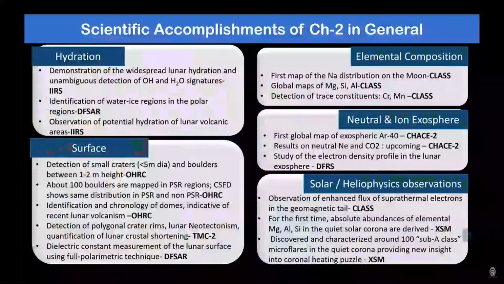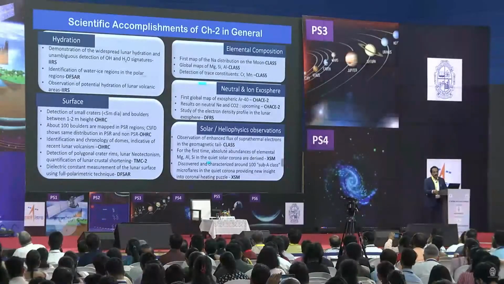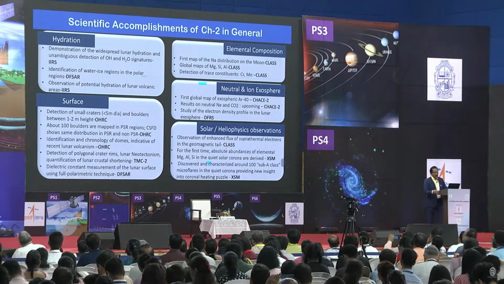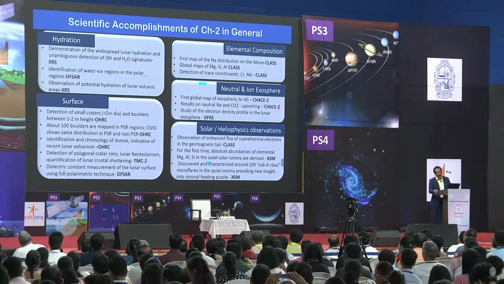Now, if you look at the accomplishment of the Chandrayaan 2 mission in a general way, we can look at it from various headings like this: in terms of the hydration, the presence of water, looking at the surface, the texture, the geology, the surface nature, the digital elevation, all of this has been better mapped. And also looking at the elemental composition, looking at the minerals using the instruments, the neutral ion exosphere measurements, and also the solar and heliophysics observations have been the outcome, essentially, of Chandrayaan 2.